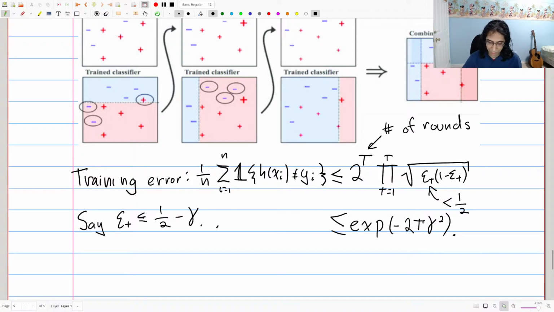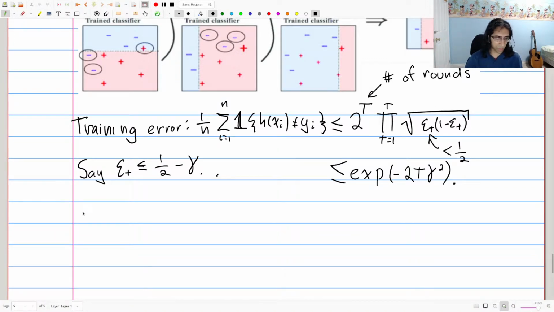Now, the thing is that this is not what we wanted. What we really want is good test error.